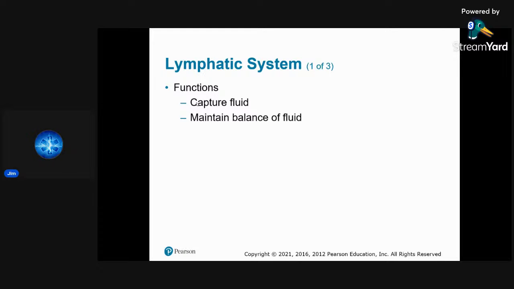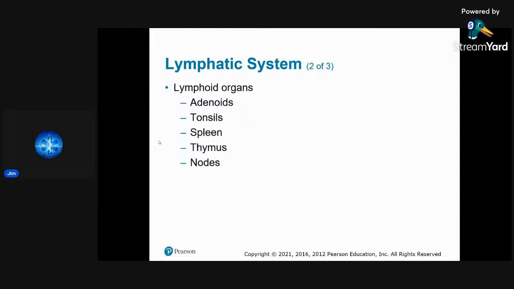Lymphatic system. The function is to capture fluid and maintain a fluid balance. Your lymphoid organs are your tonsils, spleen, your thymus, your adenoids, right? Where are your adenoids? They're in your nose area, right? Tonsils, spleen, all these.